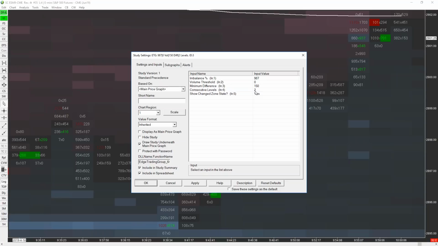Consecutive levels is green, green, two things that match. And so that doesn't happen a lot with this criteria. So to answer your question, that was the long answer.